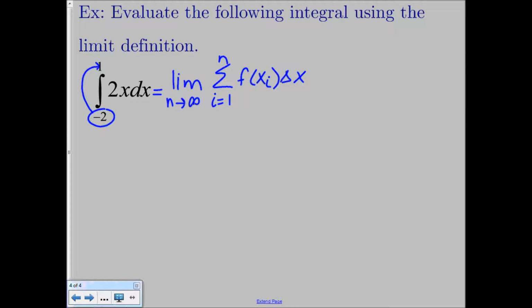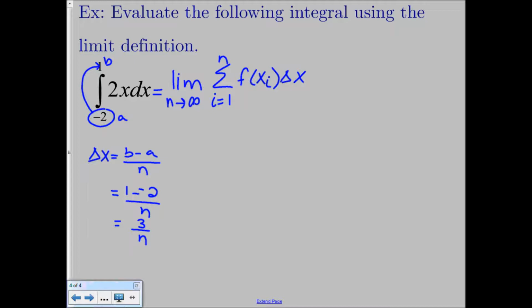Just like we mentioned, our delta x is going to be b minus a over n. But this time we're not going to have a number to plug in for n, so we're going to have n's in our answers, which is fine. Let's quickly label them: a is always the bottom one and b is always the top. So delta x is 1 minus negative 2 over n, which gives us 3 over n.